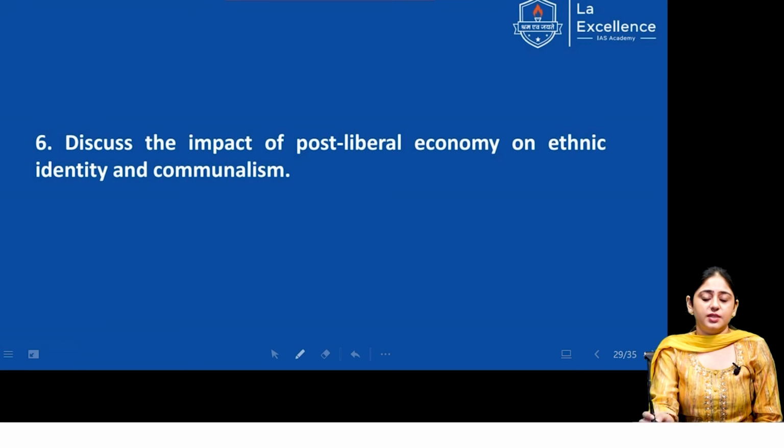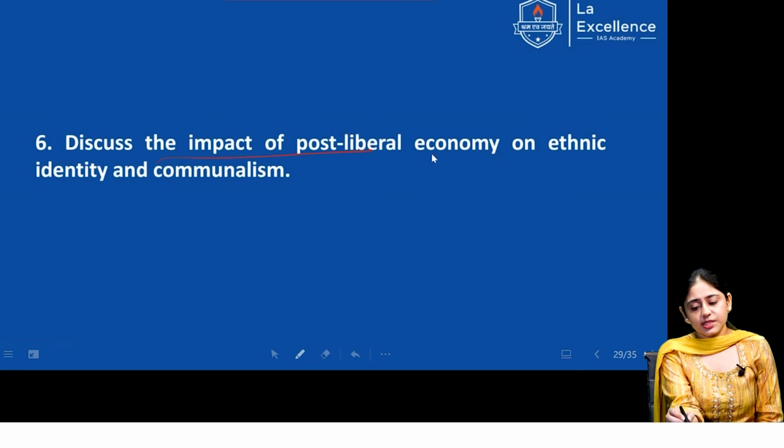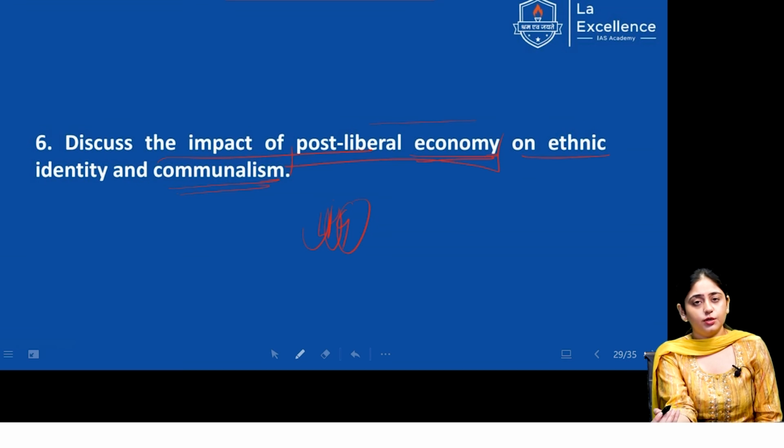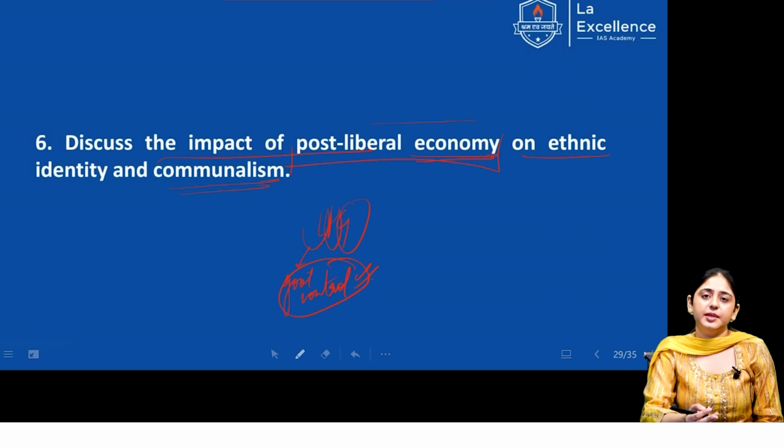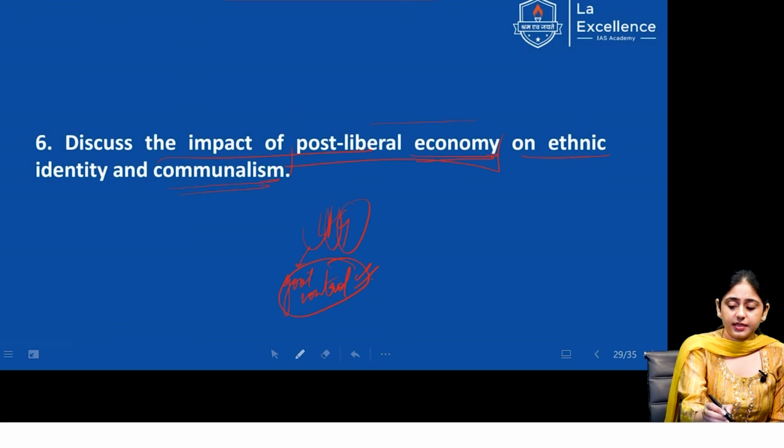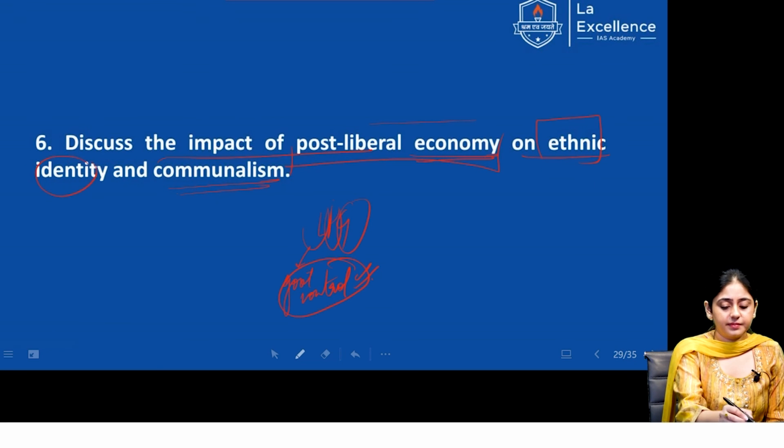Now our last question is, discuss the impact of the post-liberal economy on ethnic identity and communalism. So you have to talk about post-liberal. In 1991, LPG reforms were there: liberalization, privatization, globalization. Liberalization, where governmental controls went down on different aspects. Then more private companies came about, and then globalization happened. Now, how does this impact your ethnic identity and communalism?